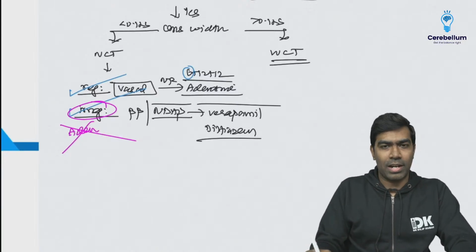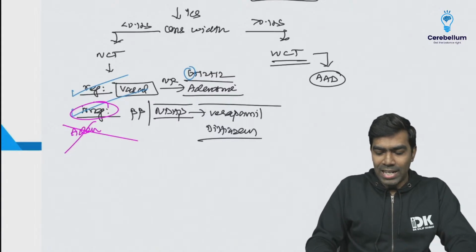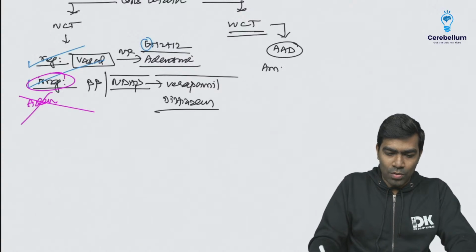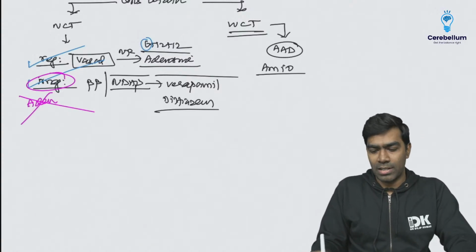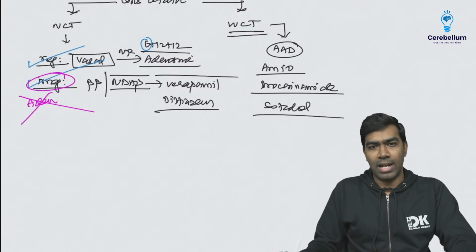What about wide complex tachycardia? If it's a wide complex tachycardia, guidelines suggest you use antiarrhythmic drug infusions. What are the antiarrhythmic drug infusions that you can use? You can use amiodarone, which is one of the commonest drugs used in practice, or you can use procainamide, or even something called sotalol. These are the 3 drugs that guidelines are recommending.